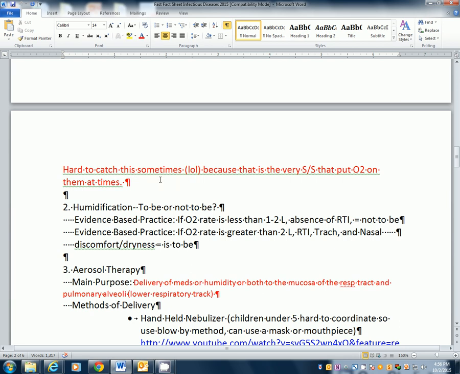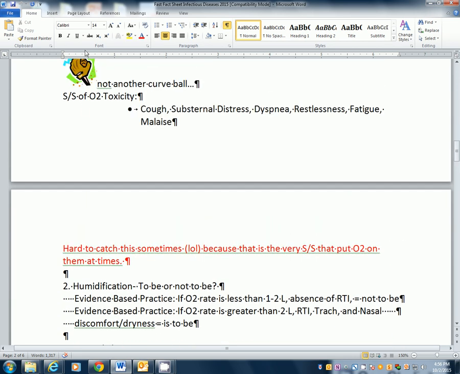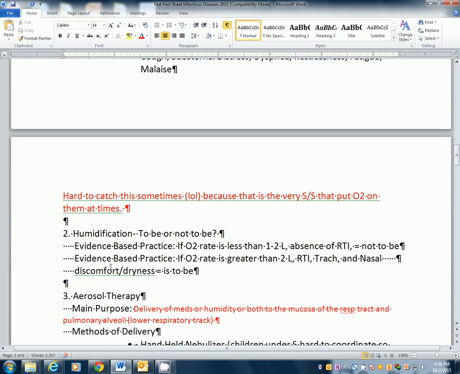It's hard to catch this sometimes. Your curveball. Because again, the signs and symptoms are the same as what brought them in there, particularly the cough.